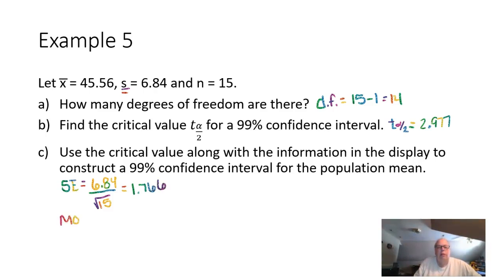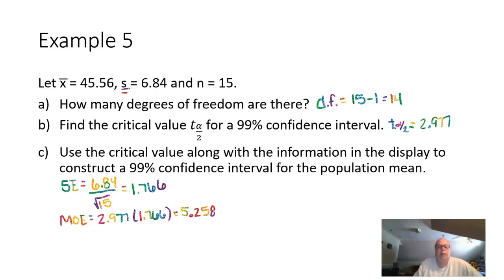Our margin of error is going to be our T value we found, 2.977, times the standard error, 1.766. This is going to give me 5.258. And if you're doing this along with me and you're not getting the same numbers, it's because I've just left the entire decimal in the calculator here. I didn't use 1.766, I used 1.766080 and so on, and multiplied that here.